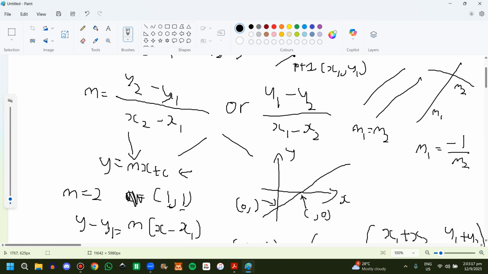And if I cross multiply this, I get m1 times m2 is -1. So let's say m1 is 2, m2 shall be -1/2. Okay, that's how you find the gradient of perpendicular lines.